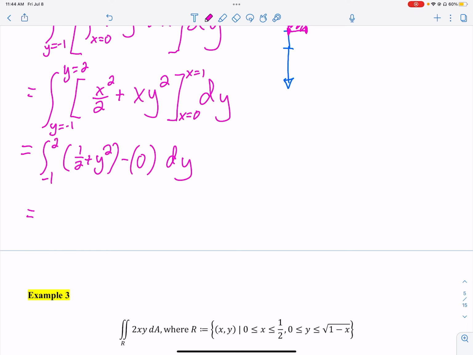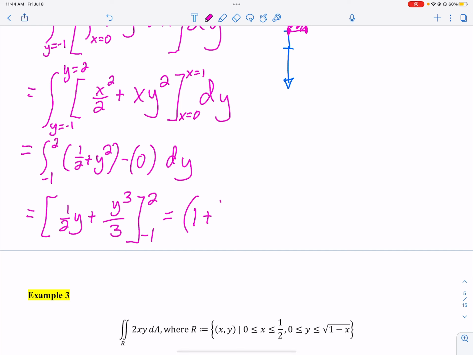Right, I hope that was okay. We're just plugging in 1 and we plugged in 0. So now we integrate this. So this is 1/2 y plus y cubed over 3. It's just a normal integral, and then now we run these bounds from -1 to 2. So plugging in a 2, we get 1 plus 8 over 3 minus, plugging in -1, we get -1/2 minus 1/3.